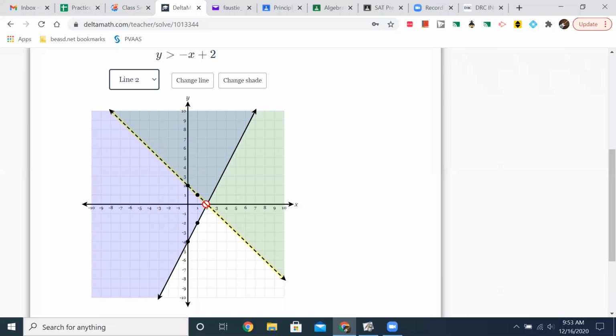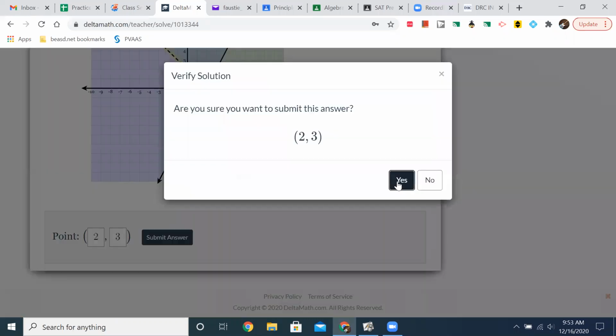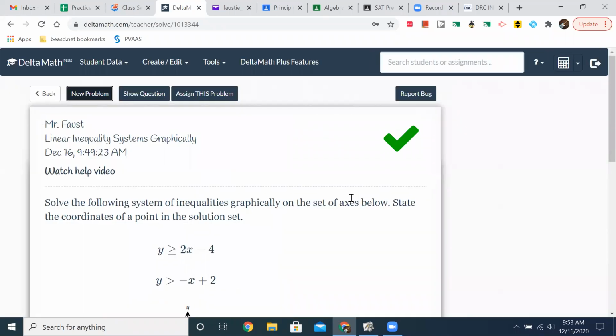So for example, I could pick a point like (2, 3). That point would be right here. So (2, 3) would be in my solution set. I just hit submit answer. So there we go, first one done. Let's look at another one. Try to find one maybe that's a little bit different.